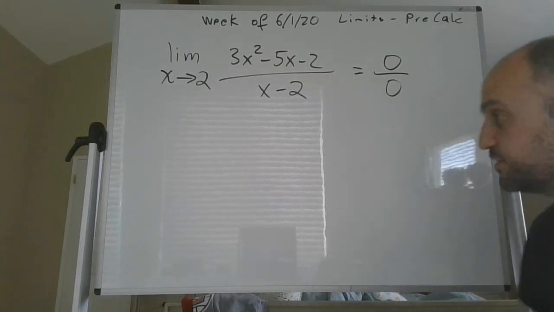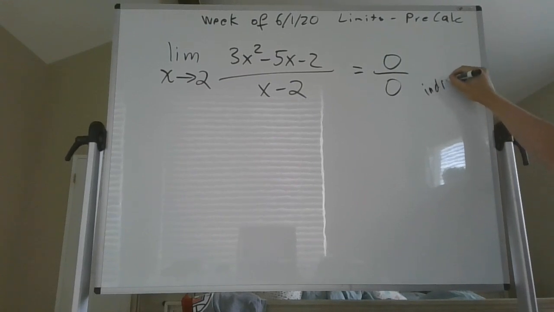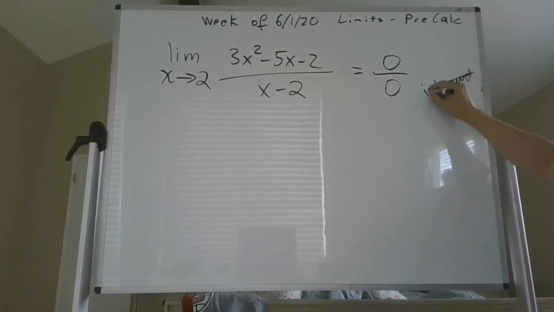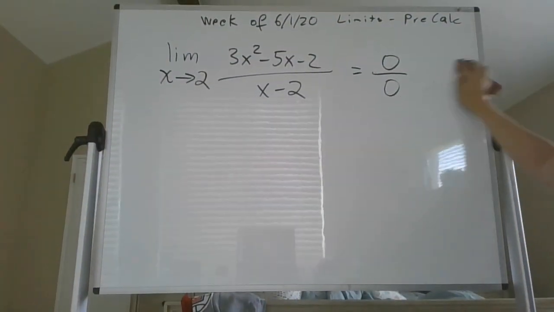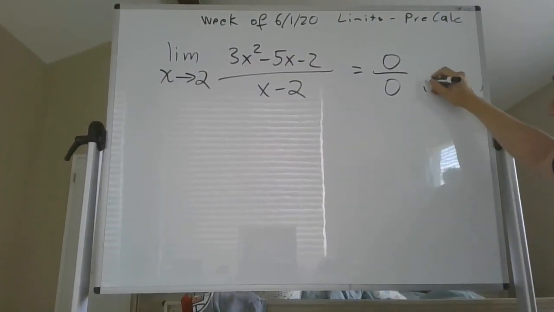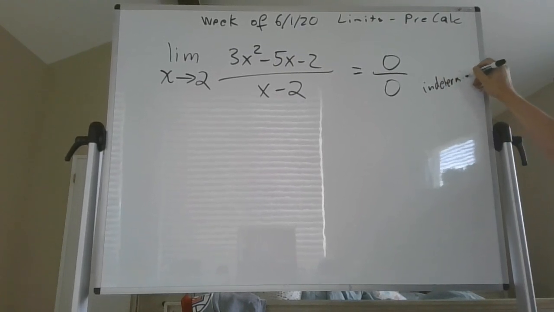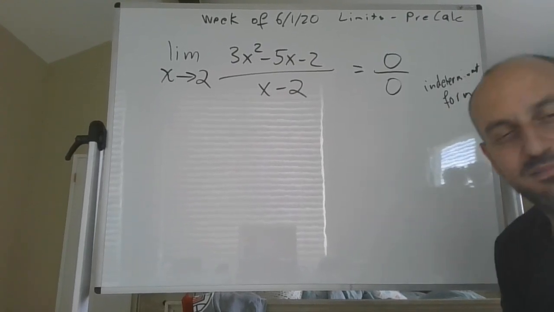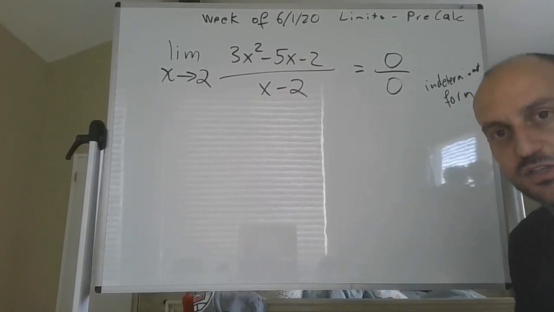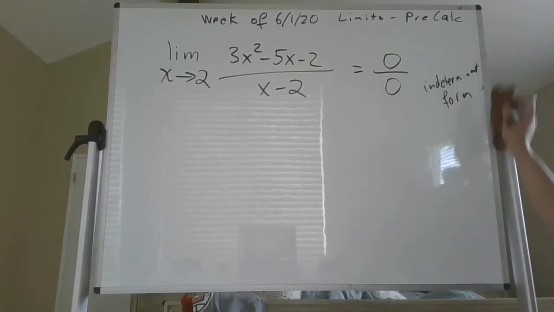But if you have 0 over 0, that is called indeterminate form. Okay? But basically what that is telling you is that, hey, a limit actually does exist, but you've got to delve a little deeper, okay?